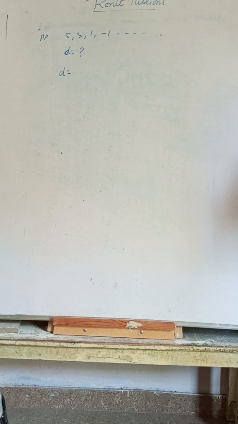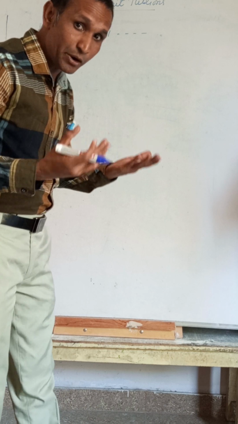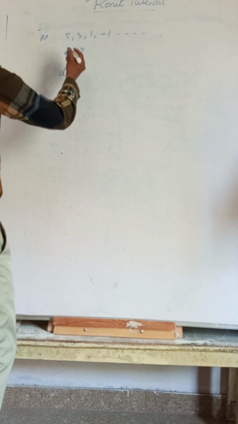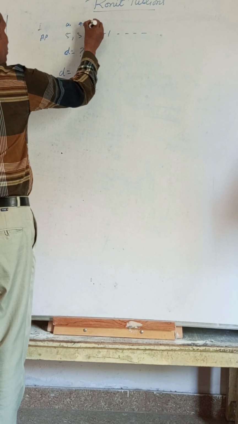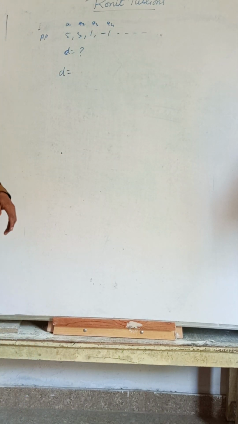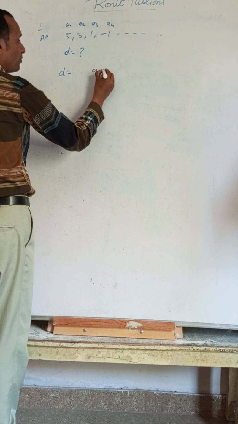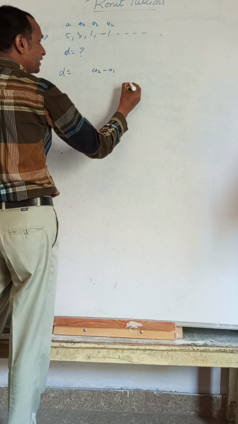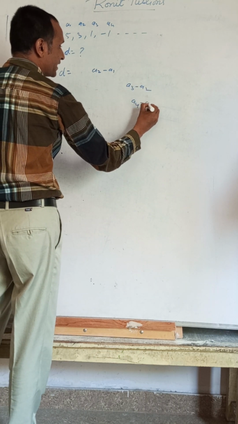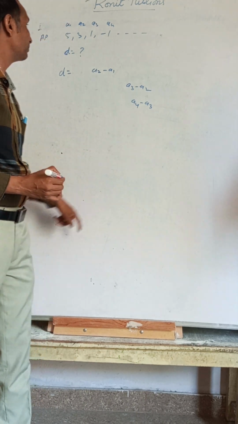D is equal to the successive term minus the preceding term. Successive term minus preceding term is called the D. This is A1, this is A2, this is A3, and it is A4, and it continues like that. So D is equal to A2 minus A1, it can be written as A3 minus A2, and also A4 minus A3. Means successive term minus preceding term.